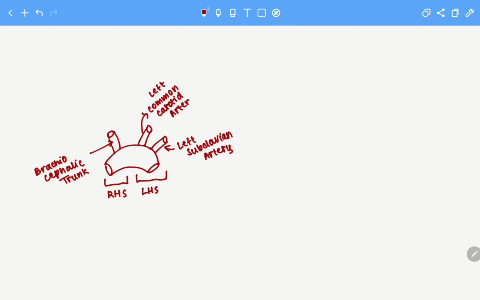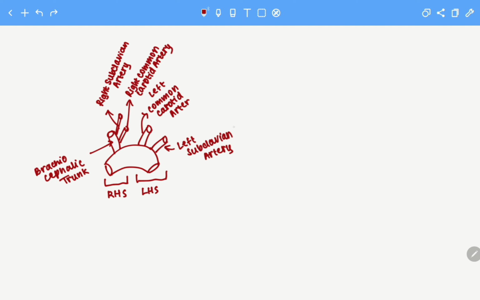The brachiocephalic trunk will give rise to two branches. First branch is the right common carotid artery, while the second branch of the brachiocephalic trunk is the right subclavian artery.